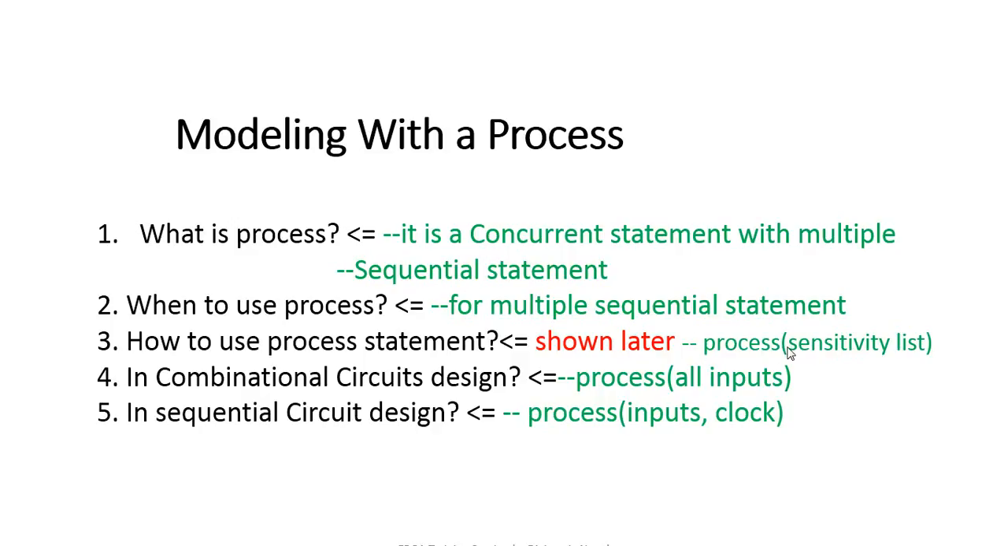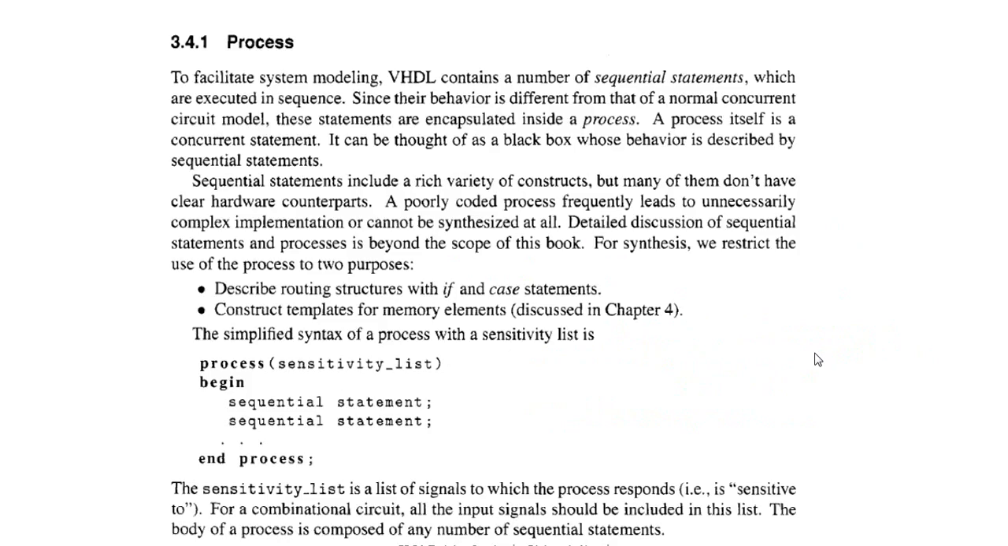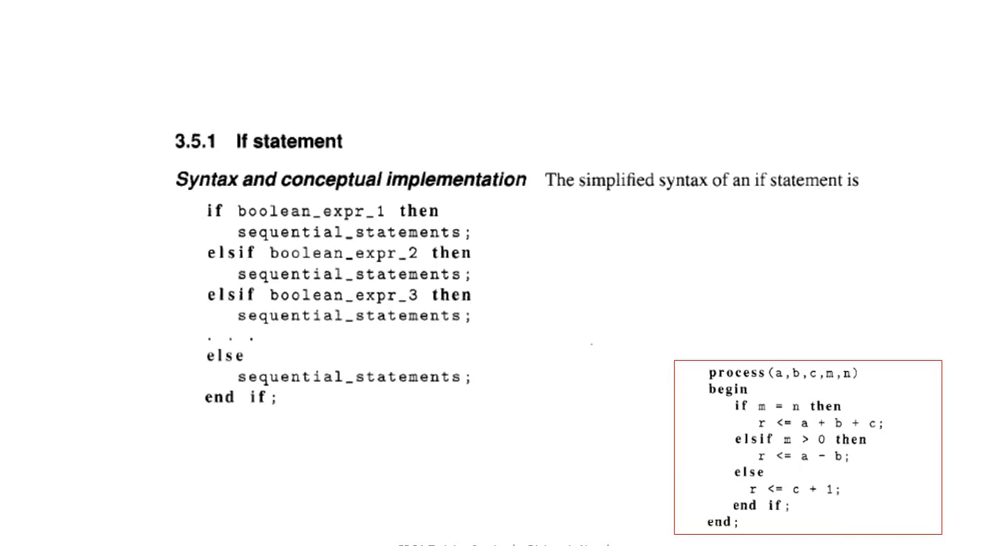In the process, we insert a sensitivity list. This is the syntax of a process. A process must have a sensitivity list, which is actually the parameters or input ports, not the output ports, on which the process depends. Then the process should have begin and end. Between begin and end, we will have different sequential statements or conditional statements. This is the general syntax of a process.